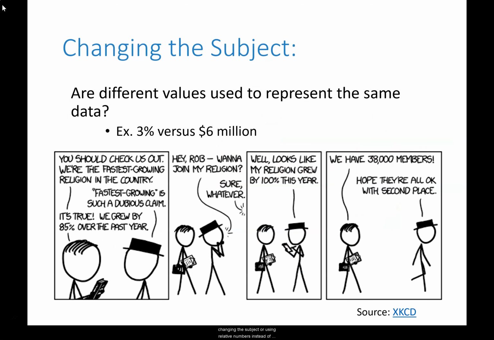Changing the subject or using relative numbers instead of actual numbers. So here, 3% versus $6 million. 3% sounds really small. 6 million, depending on the context, could be really big. For most of us, $6 million is really big. And shown here is a comic by XKCD. XKCD is a comic strip online, usually purveying math, science, things in the STEM field. But this is a good example of conflating percentages with actual numbers.